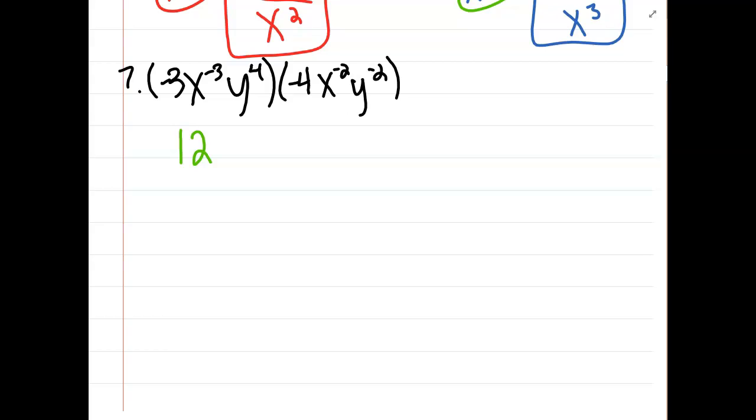I'm going to multiply my x's. X to the negative 3rd and x to the negative 2nd would give me x to the negative 3 plus negative 2.